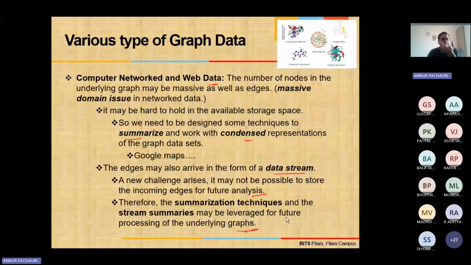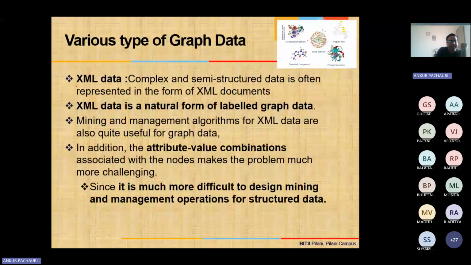XML is another type of graph data. Whenever we are dealing with those web graphs, it will be XML data, and XML data is by default a labeled tree. So XML data is the natural form of labeled graph data, and that too in the form of a tree. In addition, the attribute-value combinations associated with the nodes make the problem much trickier.